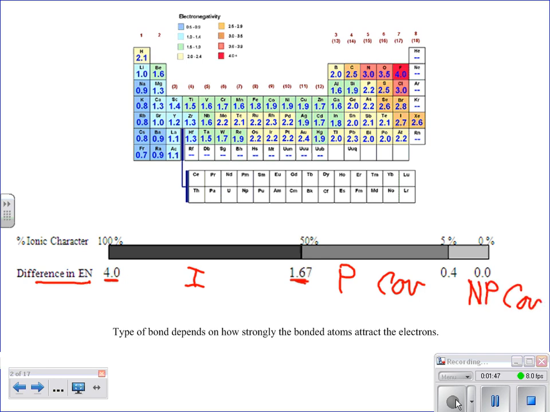So what you should see from this is that the type of the bond really depends on how strongly that bonded atom attracts the electrons. So we're looking at how well it attracts it. Going back to something like ionic, it's a big difference in your electronegativities. So in that case, you would expect that to be something with a large electronegativity bonding with something with a small electronegativity, which makes sense. Metals and nonmetals, that's what you see bonding with ionic compounds. So that's why those numbers work out that way.